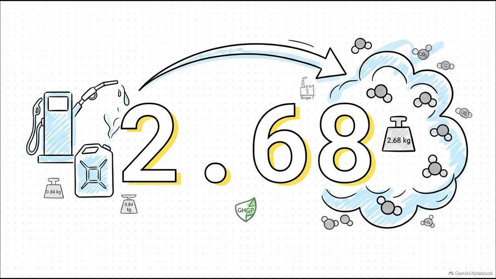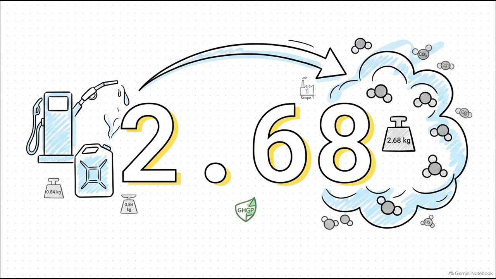Next, we need our precise emission factor for diesel fuel. Pulling from standard, trusted conversion tables like the Greenhouse Gas Protocol or the UK DEFRA guidelines, we find our factor for diesel is approximately 2.68. What this means is for every single liter of diesel burned, 2.68 kilograms of CO2 equivalent are released.